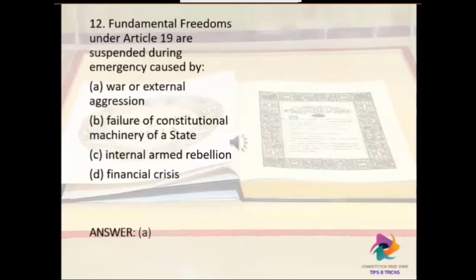Okay, so let's see question number 12. Fundamental freedoms under Article 19 are suspended during emergency caused by A. War or external aggression, B. Failure of constitutional machinery of a state, C. Internal armed rebellion, D. Financial crisis. And the correct option is A. War or external aggression.